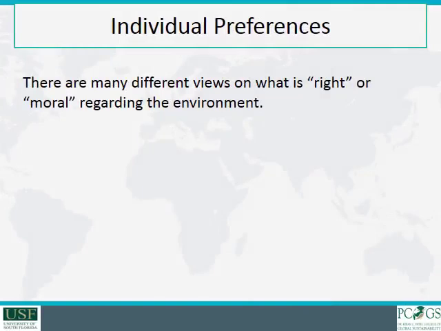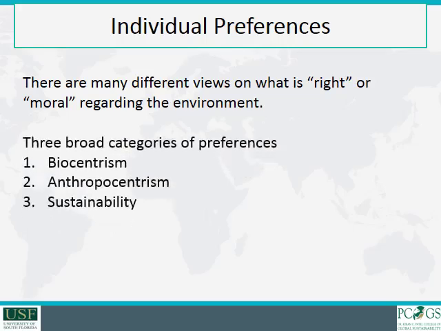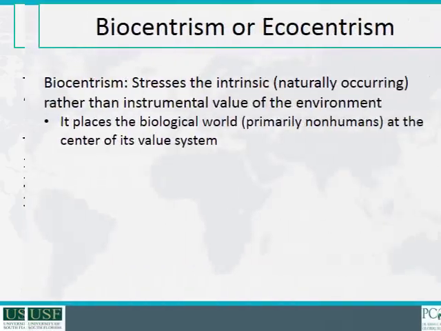Since collective societal or social choice is derived from individual choices, it helps to understand the drivers behind individual preferences regarding the environment. There are many different views on what is right or moral regarding the environment. There are, however, three broad categories of preferences. The first is biocentrism, the second, anthropocentrism, the third, sustainability.